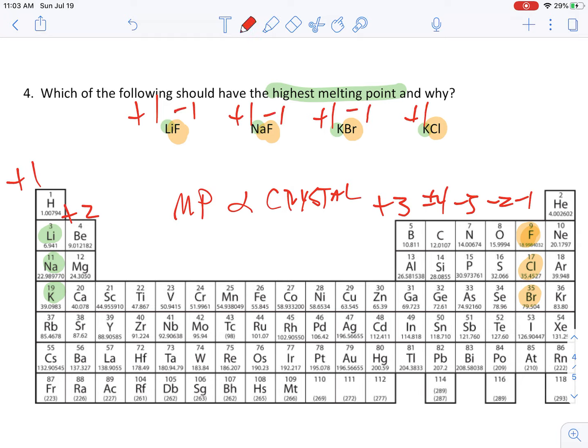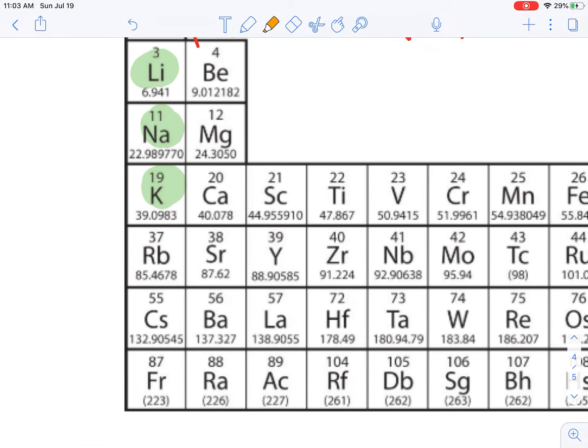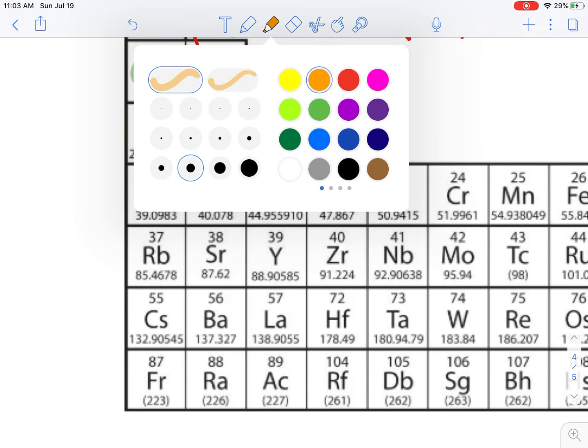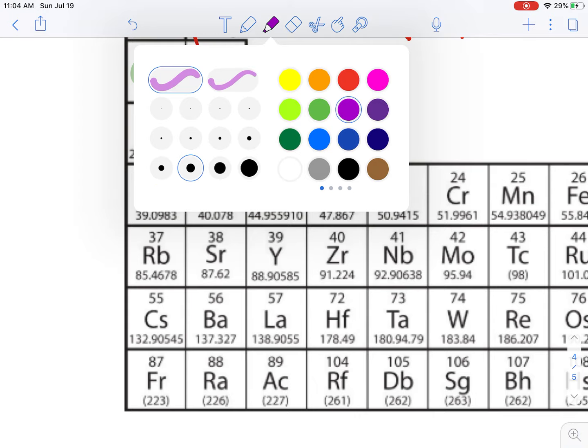So in this problem, you cannot compare charges because they are all the same charges. Every single one of these is a +1, -1 situation. So if you can't compare charge, you have to compare the size. And once again, when you go to the size aspect of things, remember that as you go down a column on the periodic table, the ions get bigger and bigger and bigger. So it's going to be something along these lines.